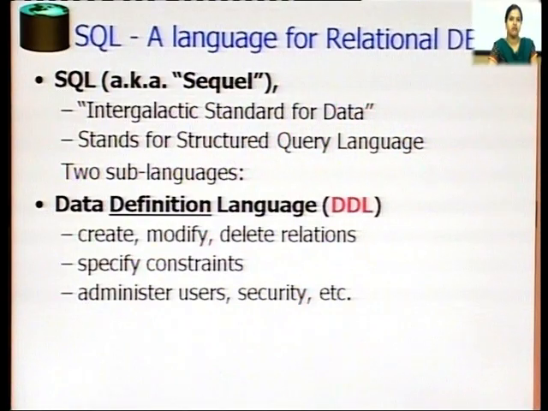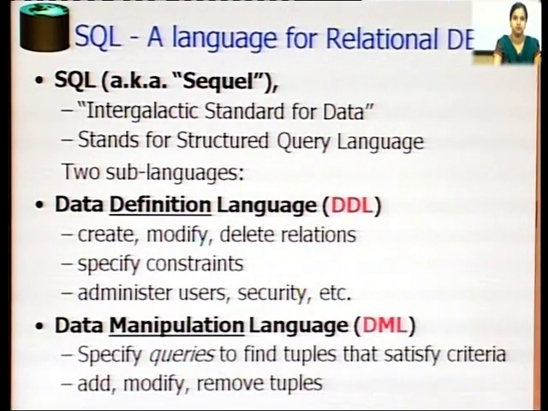This structured query language is defined by 2 sub languages. The first is DDL, data definition language. This DDL is used to create the data, modify the data, delete the relations, and specify the constraints. Constraint means what data can be inserted and what data cannot be inserted. It also helps to specify the administrative rights: who are the administrator users, what security etc. are applied on the data.